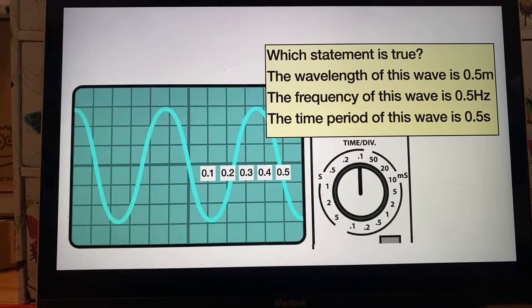Which of these statements is true? Is the wavelength of that wave 0.5 meters? Is the frequency of that wave 0.5 hertz? Is the time period of that wave 0.5 seconds? Which one of those is correct?